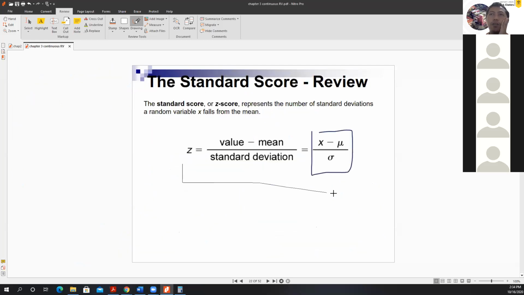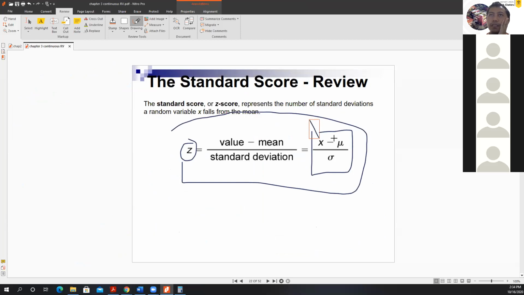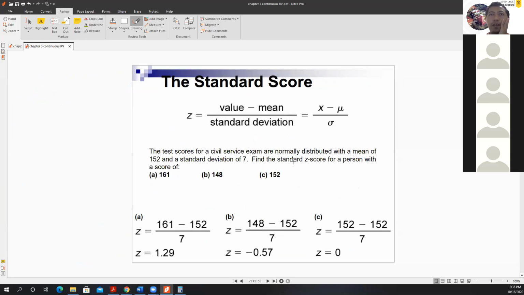This is how we can compute the Z variable. This is the parameter X that we want to compute, and this is the mean of our population. This is the standard deviation of our population.